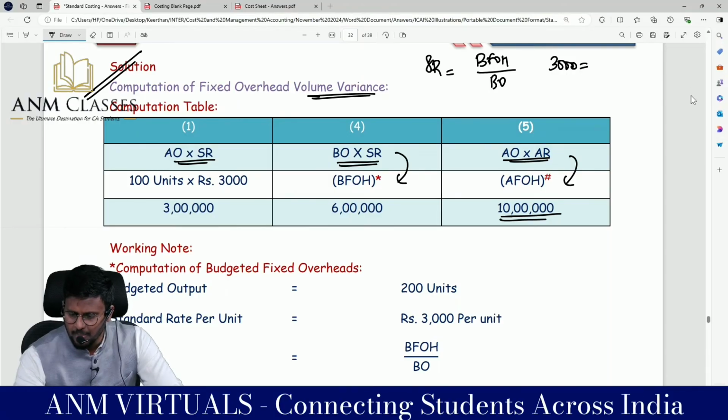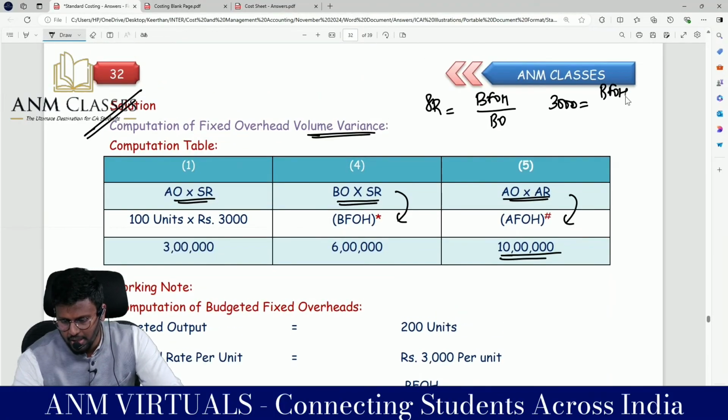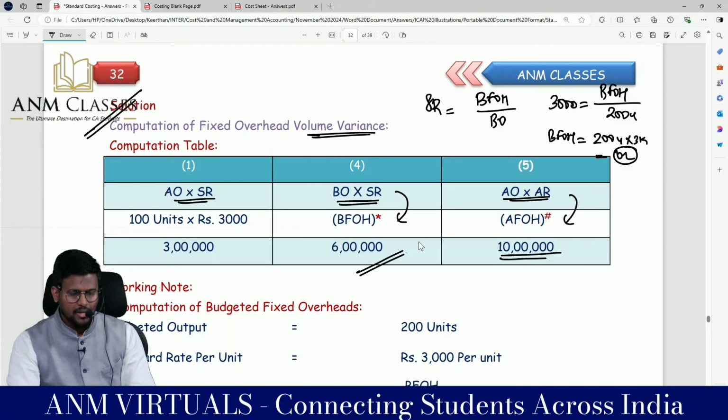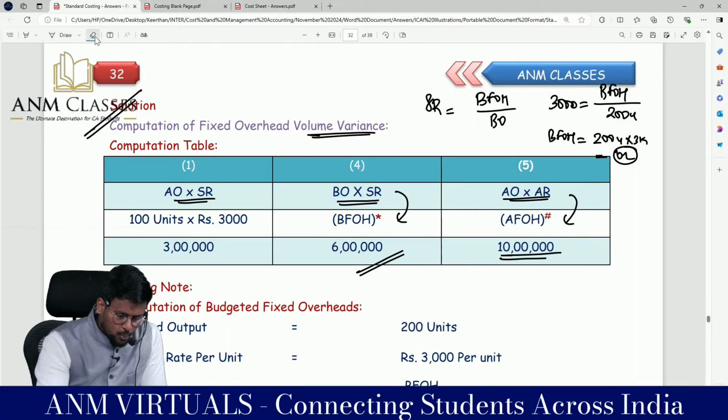BFOH is equal to what? I don't know. So BFOH divided by how many units? Then BFOH is equal to 200 units into 3000, which comes to 6 lakh. Are you appreciating this? Next one, what is the output?